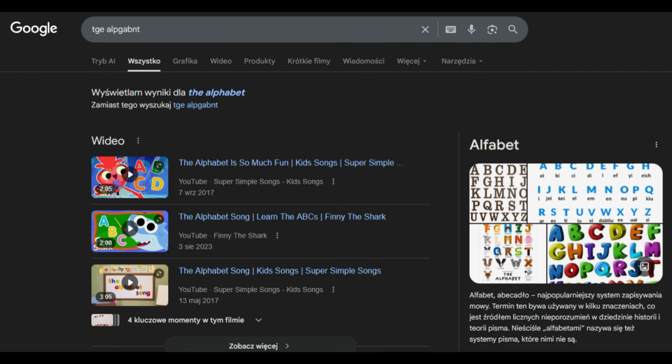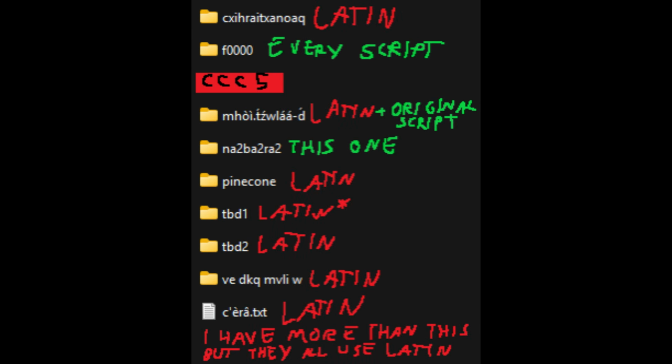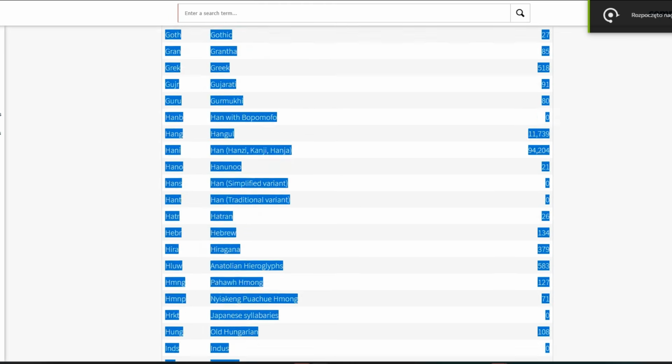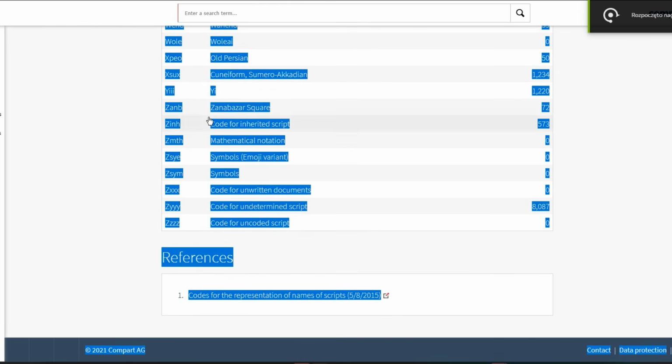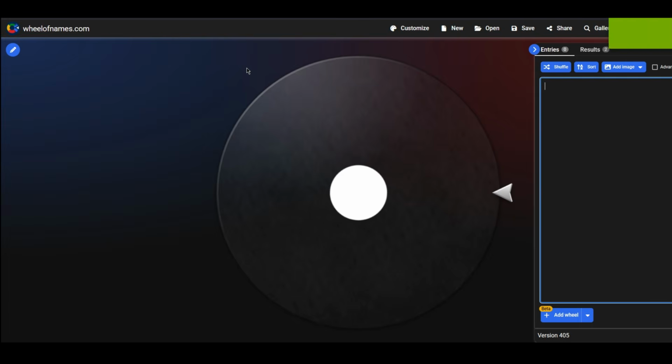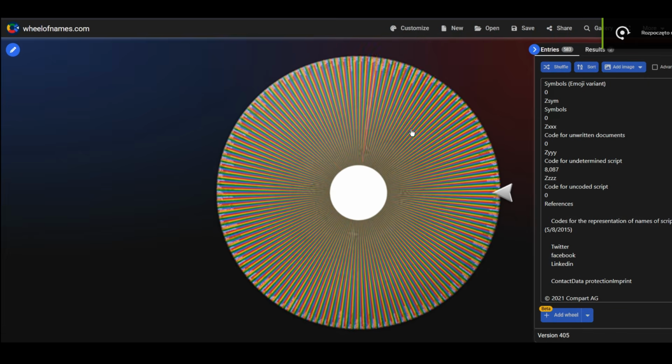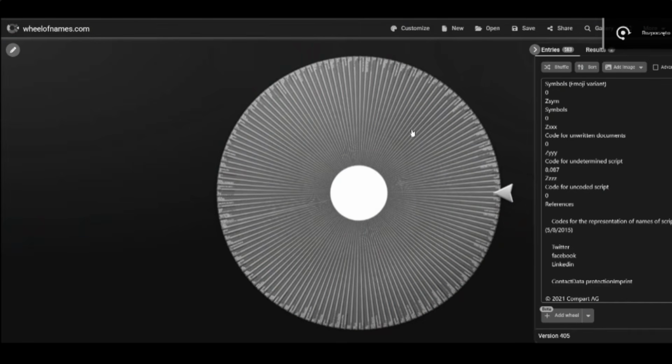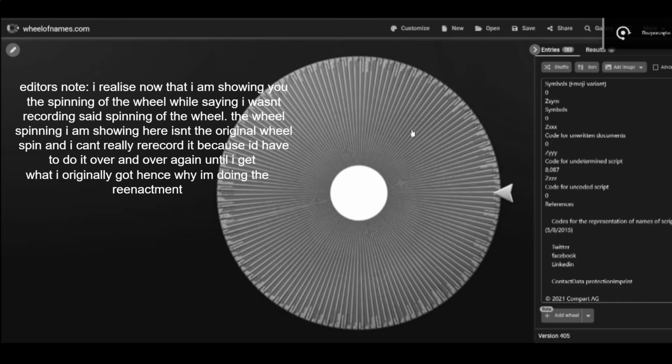Now, I wanted to do something different and more unique for the writing system of this language, since pretty much every conlang of mine up until this point has been written primarily with the Latin script. So I took all 194 scripts in Unicode, removed Latin, kept Undetermined script for the funny, and spun that thing. Now, I wasn't actually recording the spinning of this wheel, so there's a dramatic reenactment left to do.